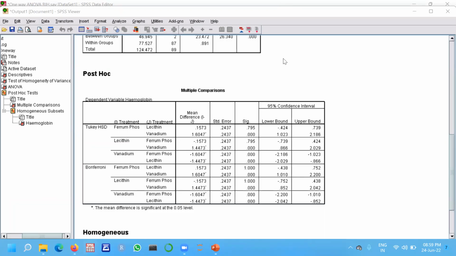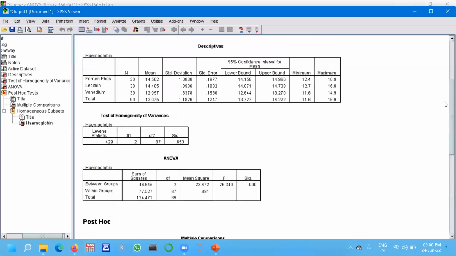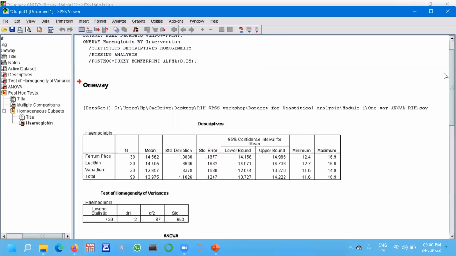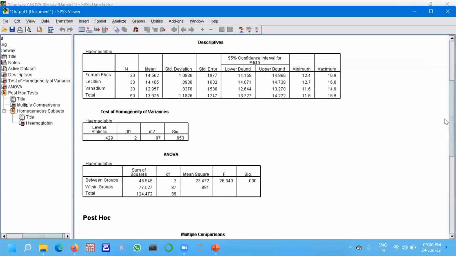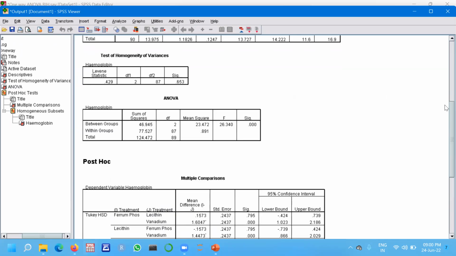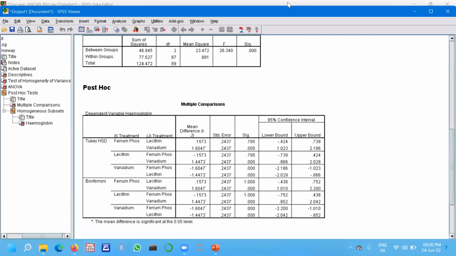Okay. I'm proceeding to the next one. You don't understand it. Which one are you under? You didn't follow post hoc analysis or ANOVA? Please unmute and tell. I think you're okay with descriptive. You're okay with the test of homogeneity of variance. You're okay with ANOVA. So what is the doubt? So that I can repeat it again.